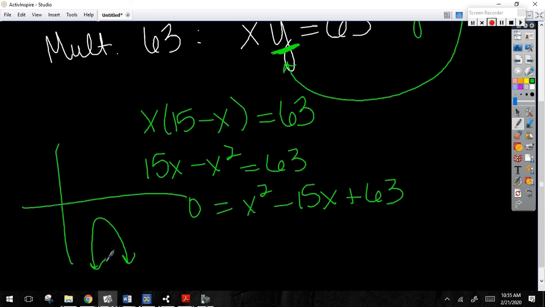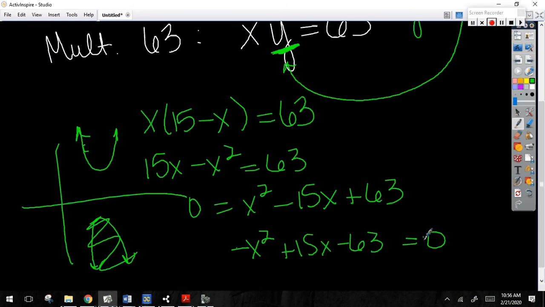It's on the other side. It's negative x squared, and positive. There is no real solution. There are not two numbers. I moved everything to the other side. This or this would give you the same solutions. It doesn't matter what side you move it to.